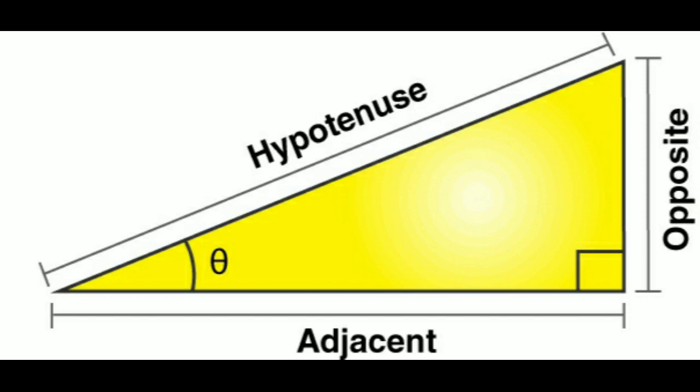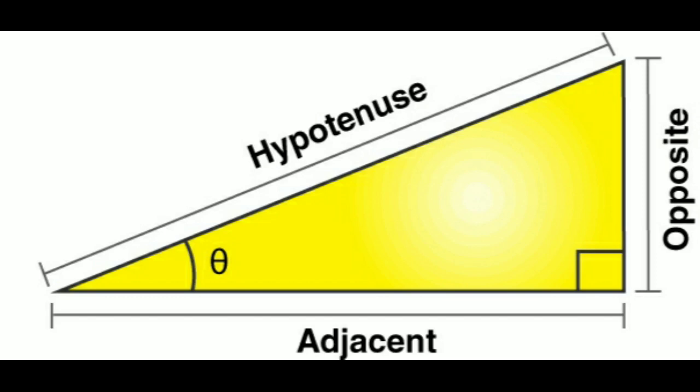So now Pythagoras identities. Sin square theta plus cos square theta equals 1. 1 plus tan square theta equals sec square theta. Now 1 plus cot square theta equals cosec square theta.